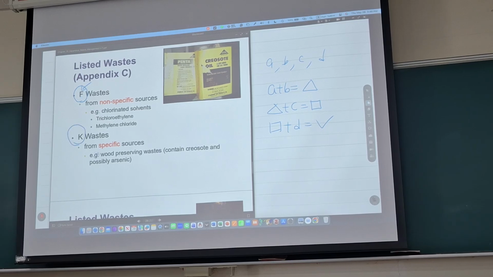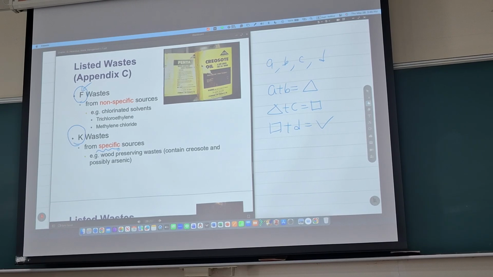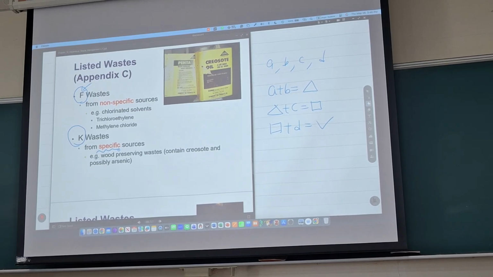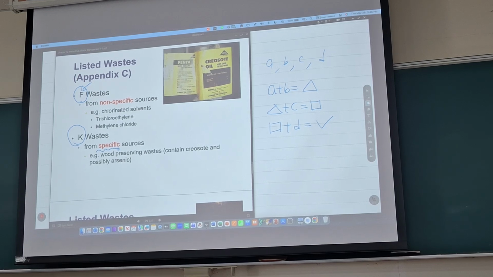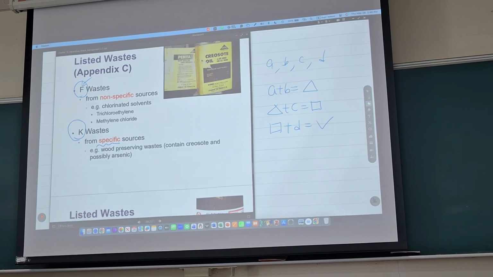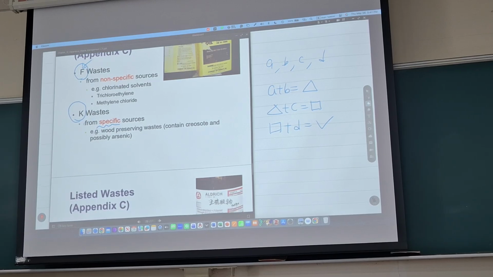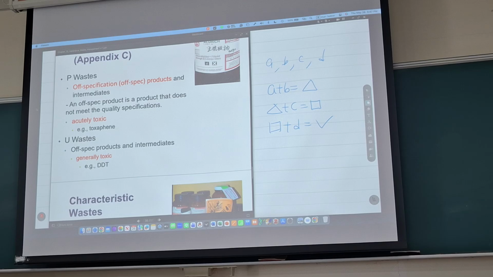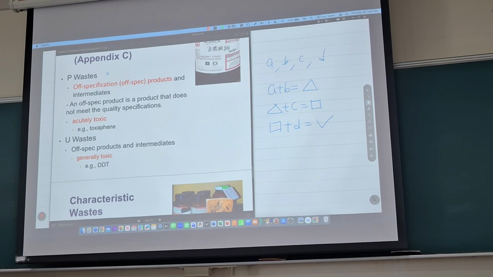The K waste comes from specific sources. For example, it comes from wood preserving waste. Then you know this might come from a wood factory, right? So K waste means they come from a specific source. Next one, the P waste. P wastes are unused.